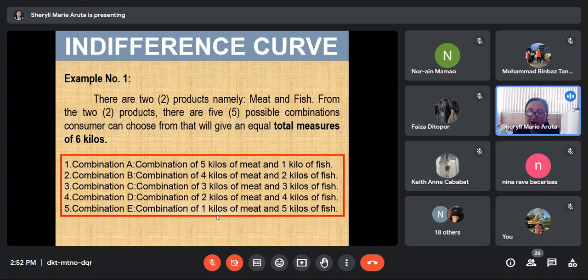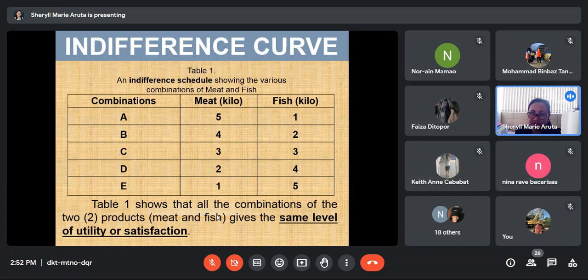So kung imo nang i-add up ang combination A, you will have 6 kilos. Combination B, you have 6 kilos. Up to E, 6 kilos. However, ang allocation nimo sa meat and fish will matter on your preference. So kung ato siyang i-translate og table, this is what we call indifference schedule. You can have here the combination as the first column, the second column is your meat, and the third column is your fish.